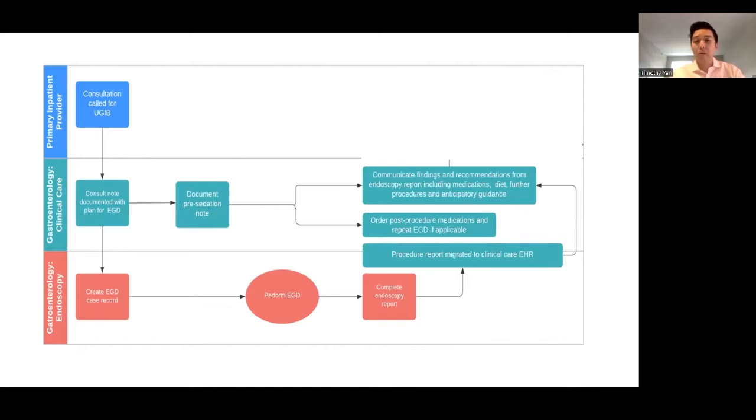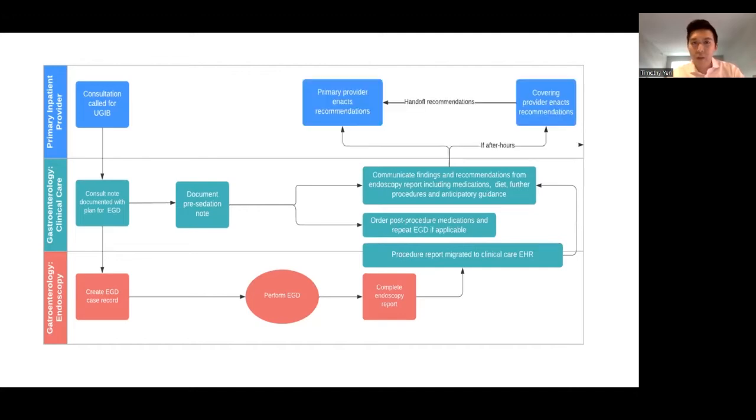And then we simultaneously again have to either order post-procedure medications if applicable, or we have to order a repeat endoscopy in Epic, as well as communicate these findings from the endoscopy report to the primary team. Now, here's where it branches as well. If it's during the daytime, the middle of the day, we can talk to the primary provider taking care of the patients on the floor, for example, and they can enact those recommendations. However, if it's after hours, it's often someone else who's covering, and they may enact those recommendations if they're more urgent, and then hand those off the next day.